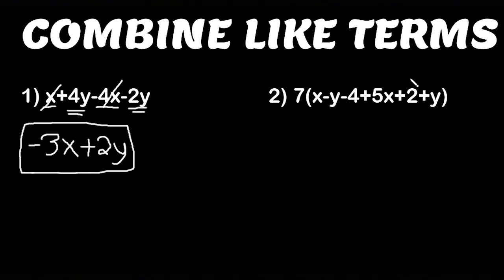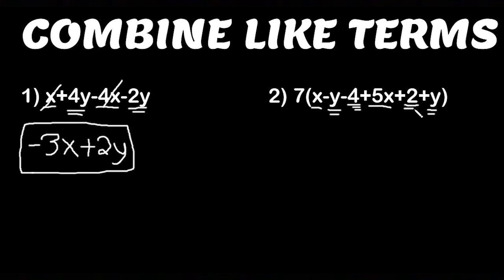So looking for like terms, I have an x here, and I have a positive 5x there. I can combine those. Remember, they have to be like terms. I can't take this x and combine it with, let's say, this negative 4. Again, those are not like terms. They have to be similar. Okay, so I have an x and a 5x. Now let's look at the y's. I have a negative y and a positive y. Those are like terms. And I actually have my constants now, which are going to be negative 4 and positive 2.